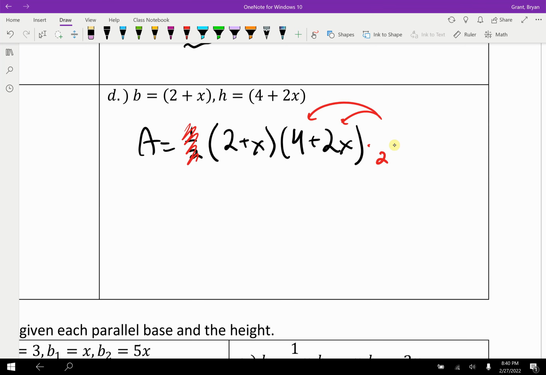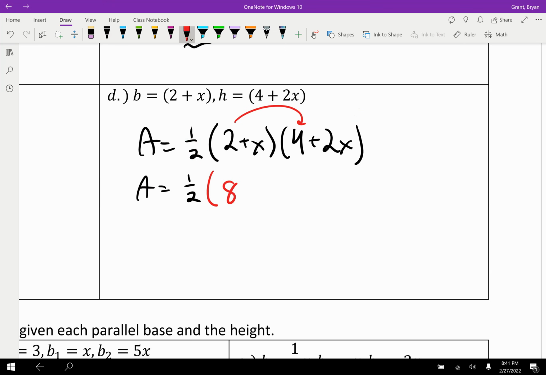I imagine most people didn't think of that though, so I'll do the more common way, which is we're just going to do the multiplication of the 2 binomials first. So, parentheses, 2 times 4 is 8. This gives us 4x. This gives us another 4x. And this last one at the end gives us 2x squared.